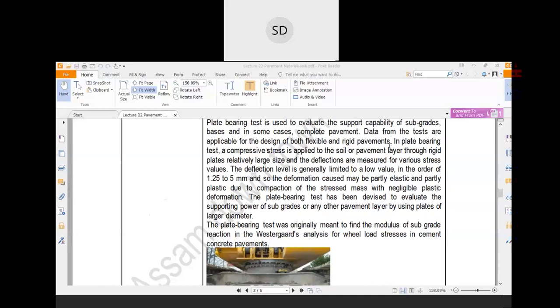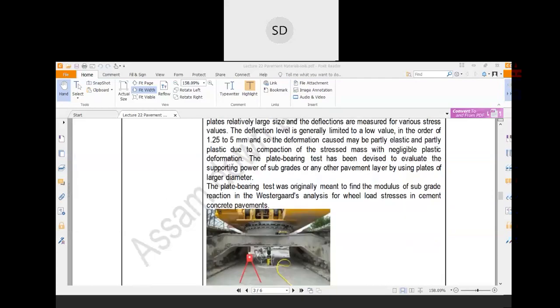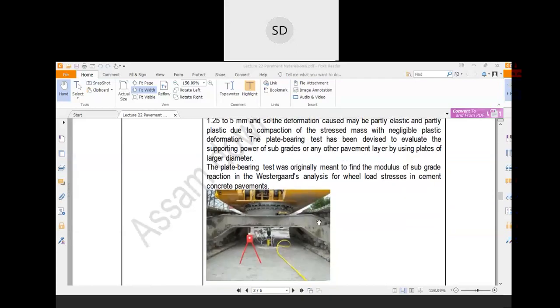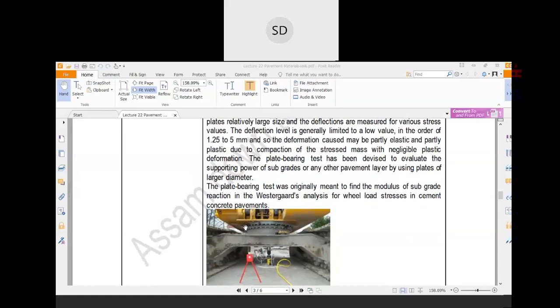A compressive stress is applied to the soil or pavement layer through a rigid plate of relatively larger size, and the deflections are measured for various stress values. Suppose this is the plate. Over the plate, some load assembly would be there, and upon applying the load, you have to record the corresponding deflection value for the different loading values.